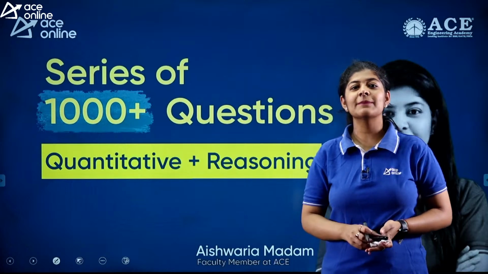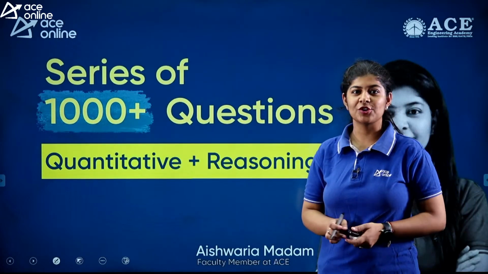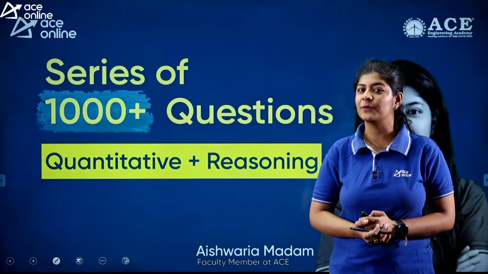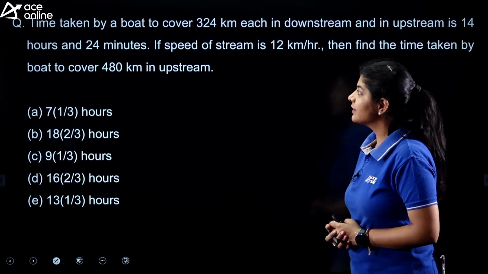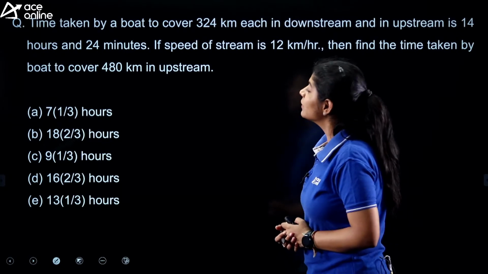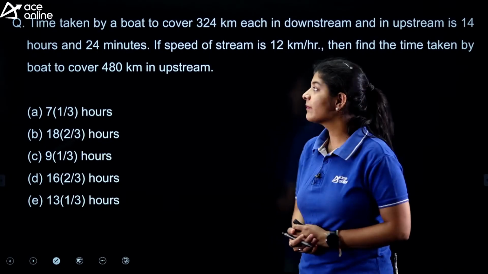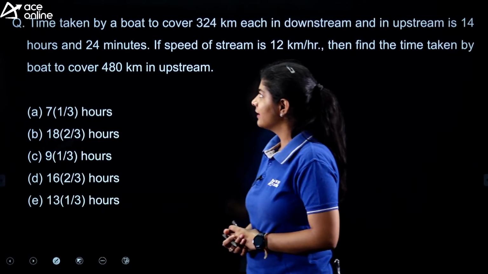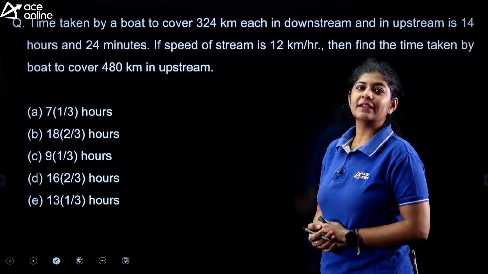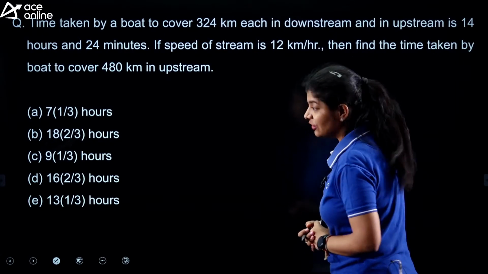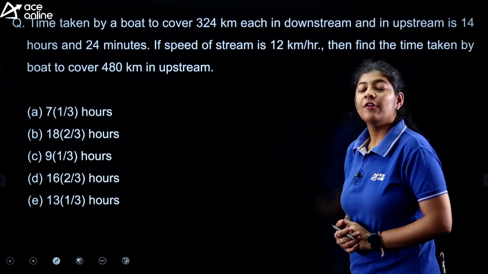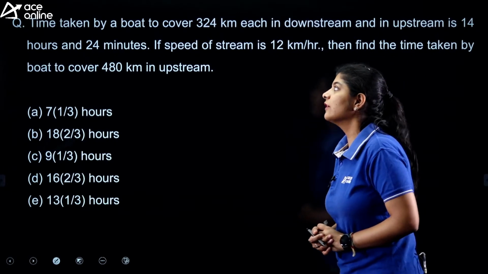So without wasting much more time, let's start today's session and see what kind of questions we have and how we are going to deal with them. This is the very first question, and it is very simple. It is from the concept of boats and streams, and it says that the time taken by a boat to cover 324 km each in downstream and in upstream is 14 hours and 24 minutes.